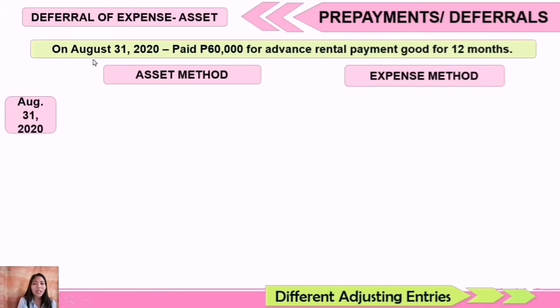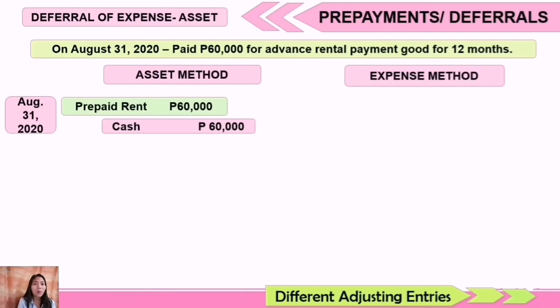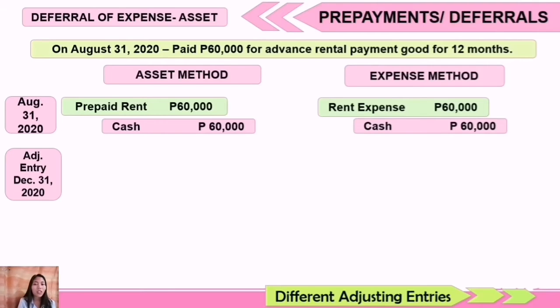So let's first journalize the transaction on August 31. Under the asset method, it will be recognized as an asset. So debit prepaid rent because it is a rental payment, so prepaid, paid in advance. Debit prepaid rent, then credit cash because we have decreased our cash. Then under the expense method, because we are to recognize the transaction as an expense, debit rent expense, then credit cash.